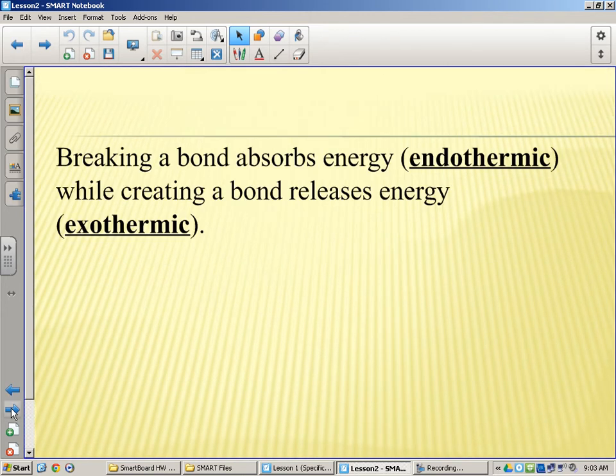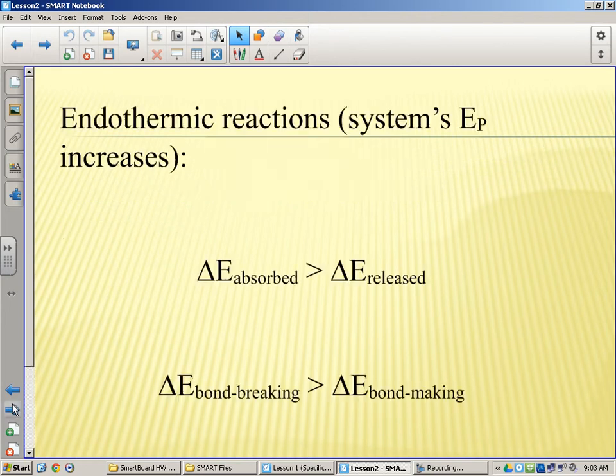If you break a bond, okay, breaking a bond absorbs energy. That's what we would refer to as endothermic, okay? Breaking a bond requires energy, takes energy in, okay? While creating a bond is going to release the energy, okay? That's exothermic. In endothermic reactions, the system's potential energy increases.